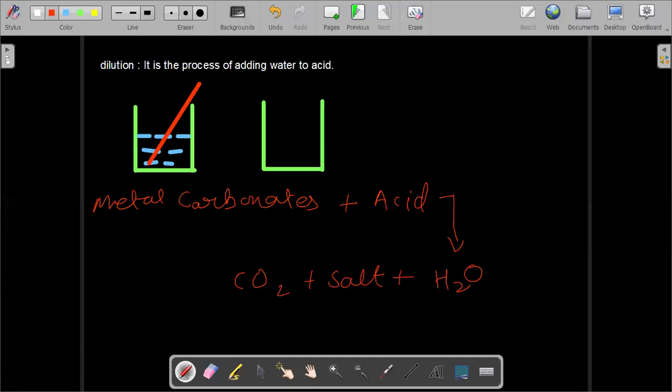Now there is a common question that generally comes up. If acid has fallen on someone's body, by what substance will you treat it? Will you treat it with a metal carbonate or with a base? Base? No, sir. Why not metal carbonate?